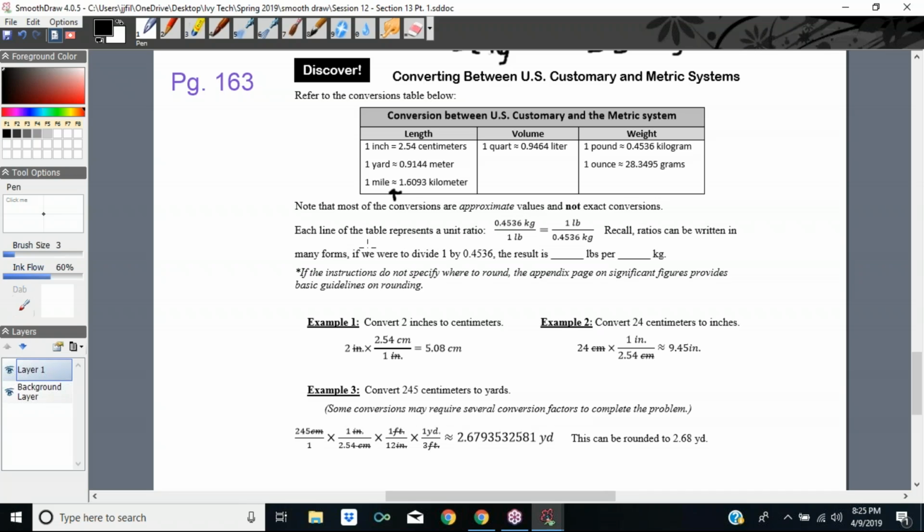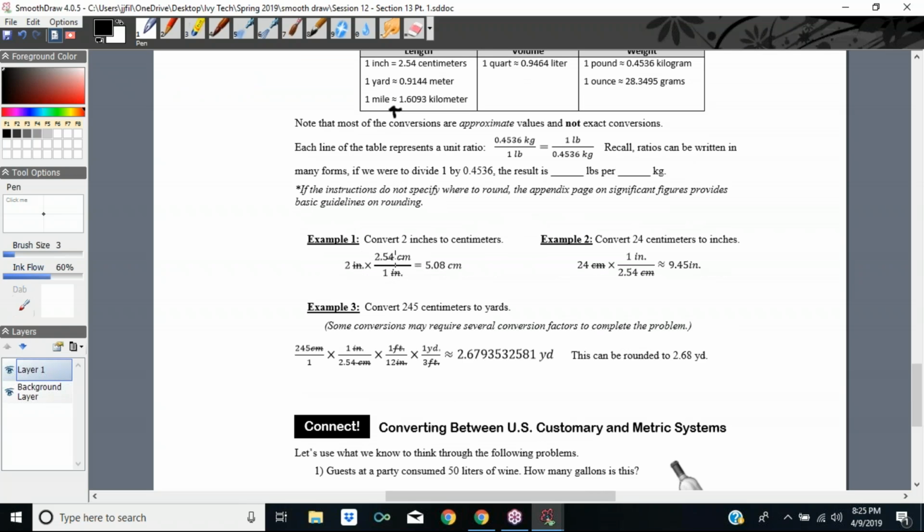So as we look at this, let's see. I'm going to go down to example 1. Notice we're converting 2 inches into centimeters. So 2 inches over 1, we need inches to be on the bottom so that centimeters is left. Example 2, 24 centimeters into inches. Again, centimeters is on the top of our fraction, so in our conversion, we need the centimeters to be in the denominator.